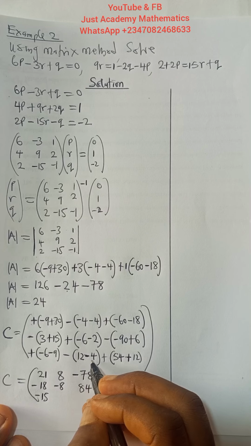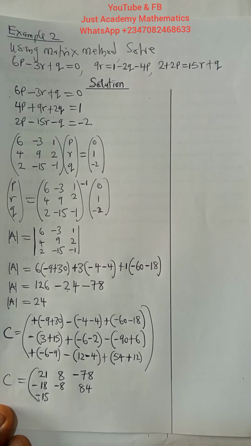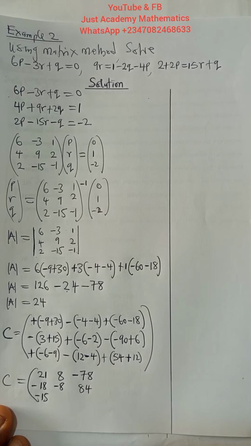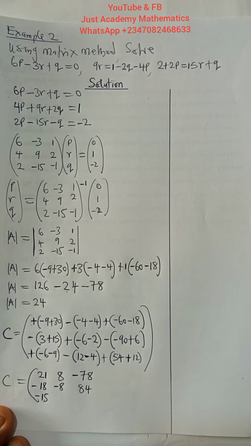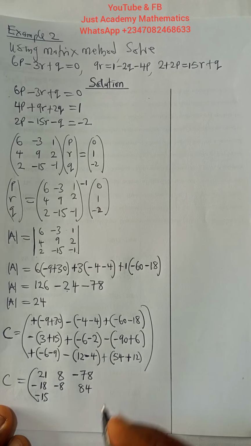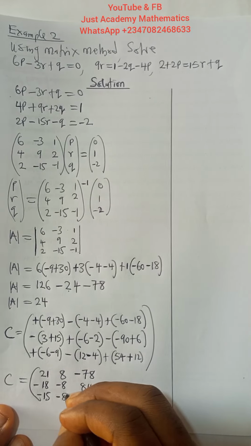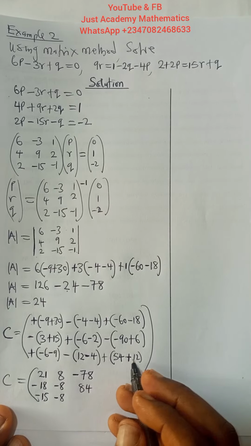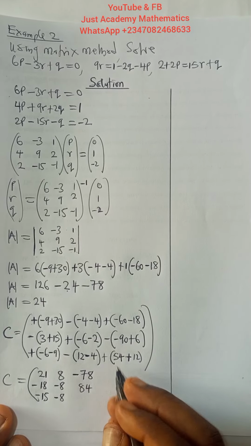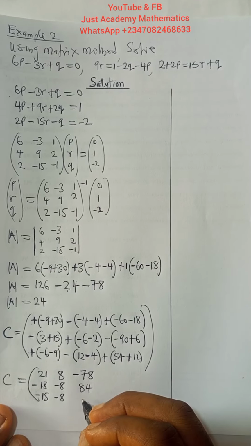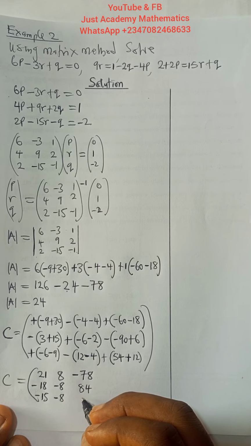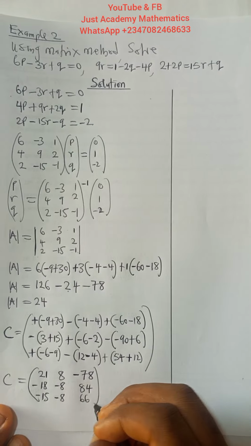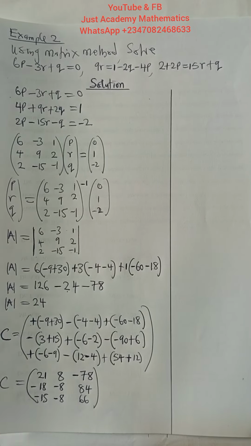Here, you have 12 minus 4 to give us what? 8. So, minus 8 again. And this place will give us 6 and 6. Is it 66? Yes. That will give us 66. So, this is the cofactor.